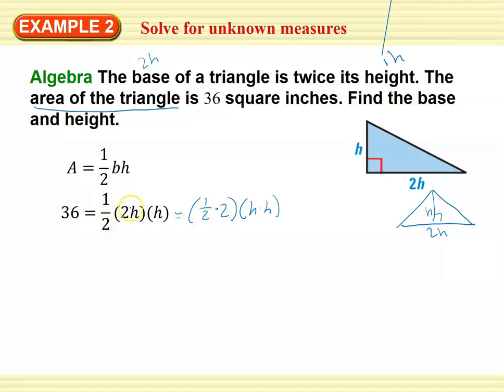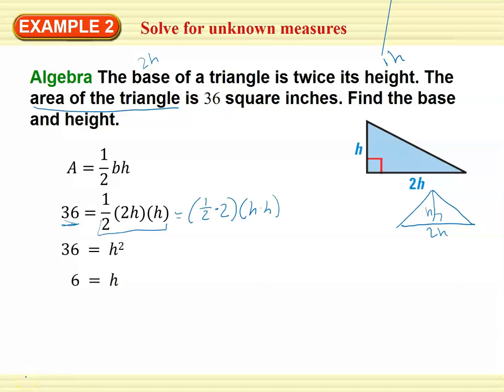So this whole thing can be written as 36 here, and then this side can be written as 1h squared, because those basically cancel out. And so I have 36 equals h squared. Now you just have to figure out what the height has to be for the height squared to equal 36. And you may just recognize that right off the bat. Well, if you're going to square something and have it end up being 36, it has to be 6.